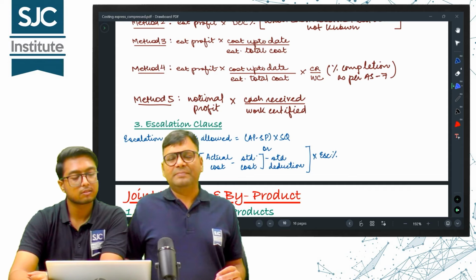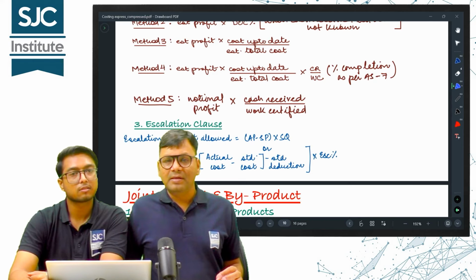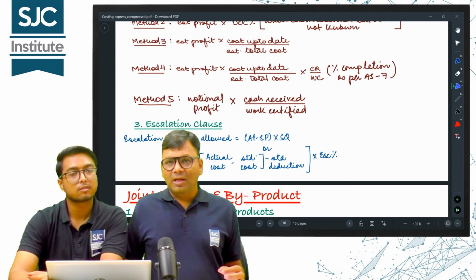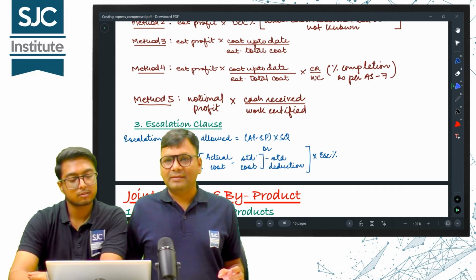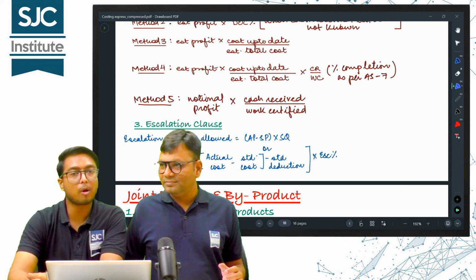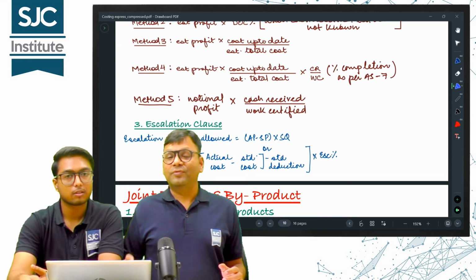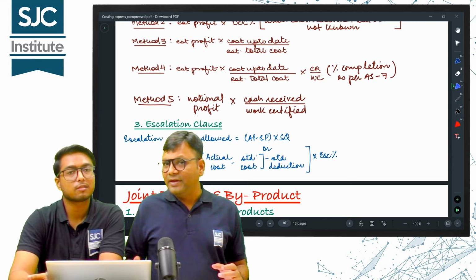To determine this, there's a basic formula which is quite close to material price variance or labor rate variance, but it's just close, it's not the same. The formula here is actual price minus standard price into standard quantity. But what is the formula in case of material price variance? In case of material price variance, the formula is standard price minus actual price into actual quantity.